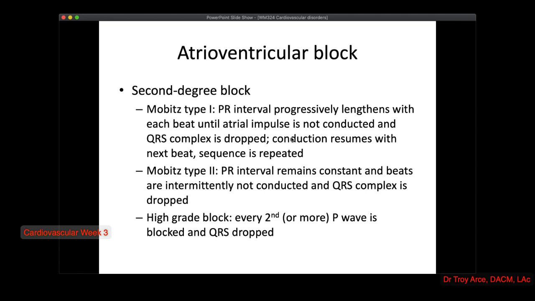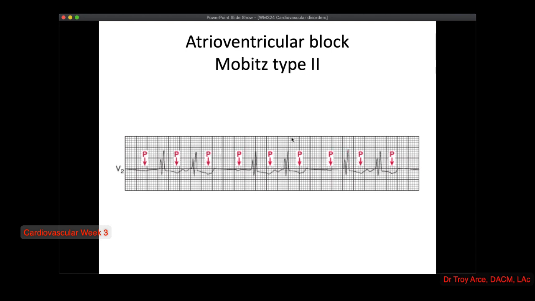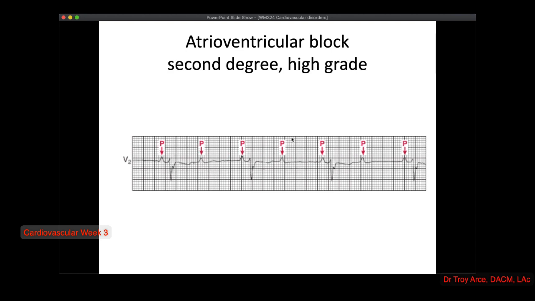With a high-grade block, every second or more P wave is blocked, and the QRS is dropped. Here's what an AV block looks like with a Mobitz type 2. Here's another example of Mobitz type 2. And here is a second degree high grade AV block.